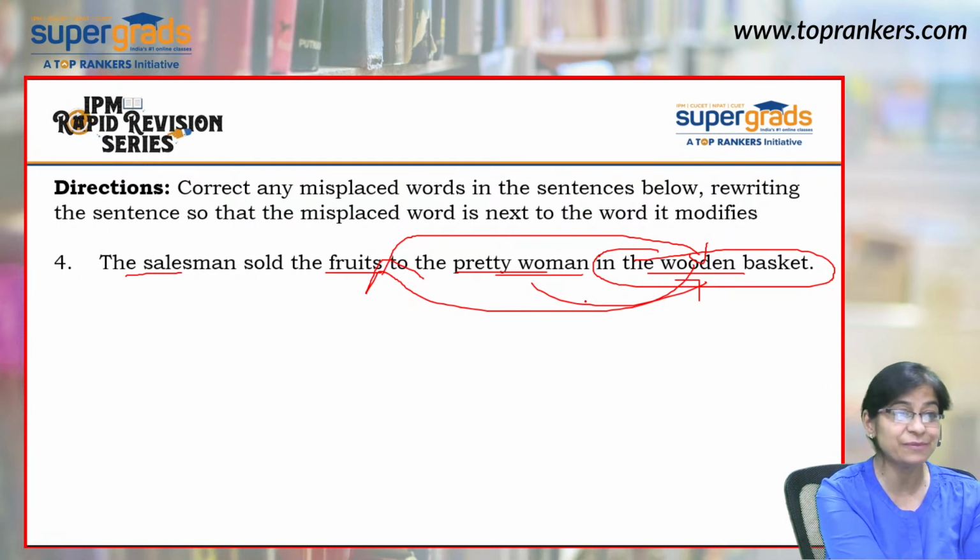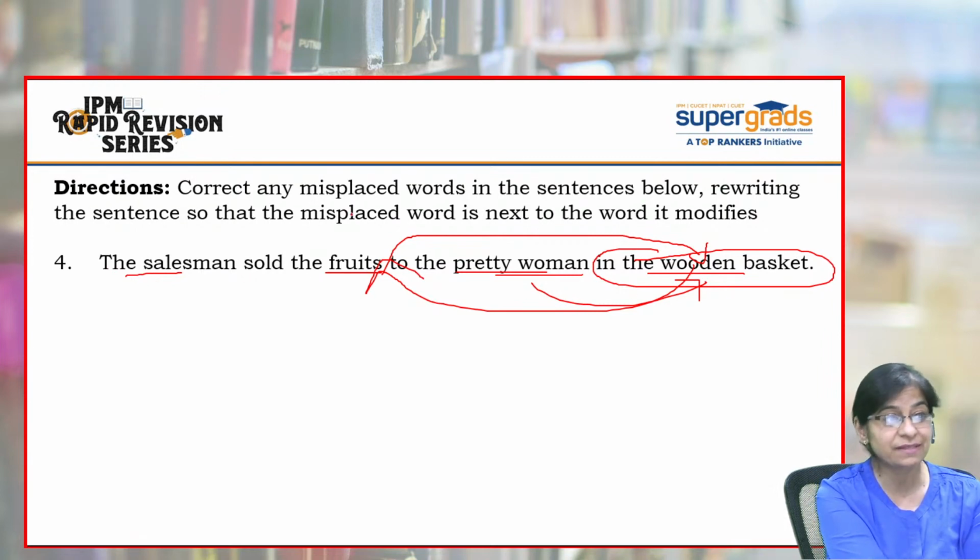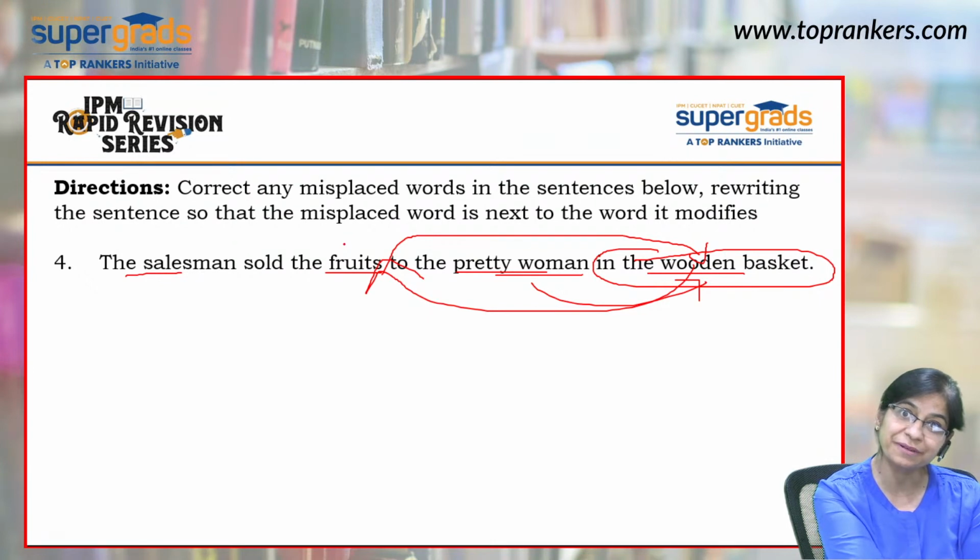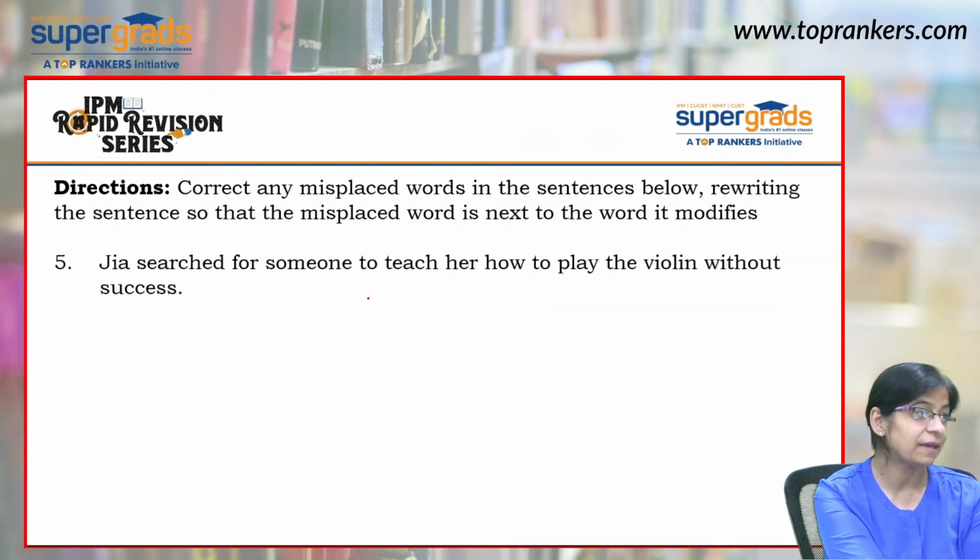So might as well place this here. So the sales, yes, that's absolutely right. Great going. The salesman sold the fruits in a wooden basket to the pretty woman. All right. Let's see. There's another one. Yes, great going. Good. Now this one.